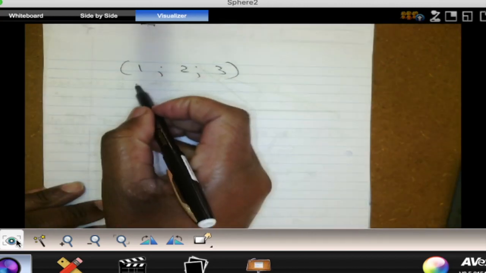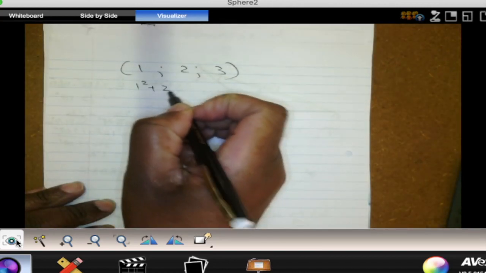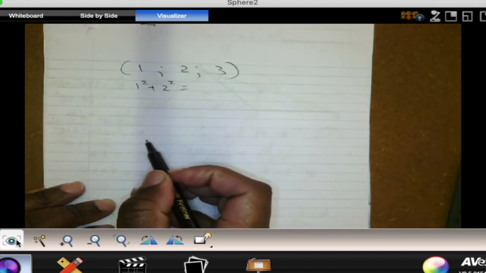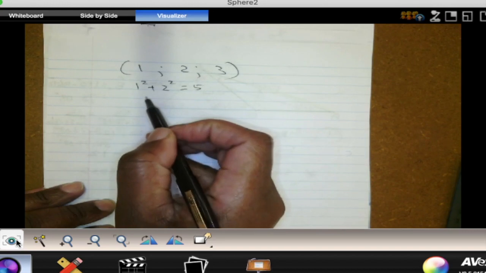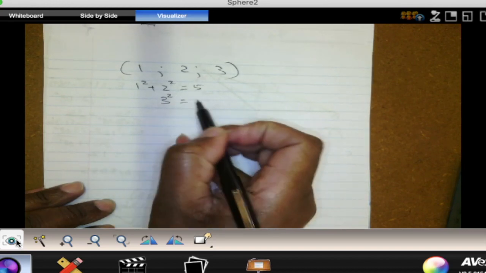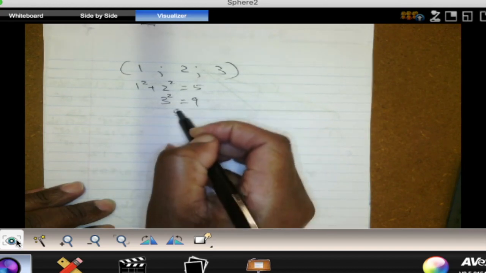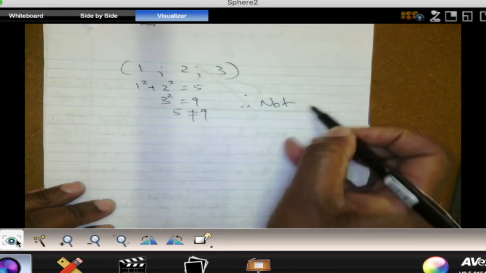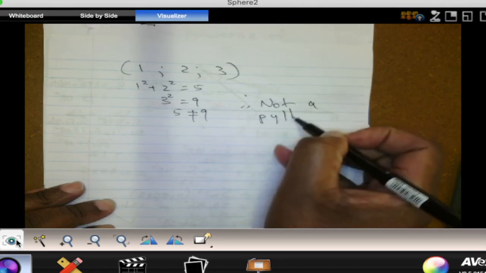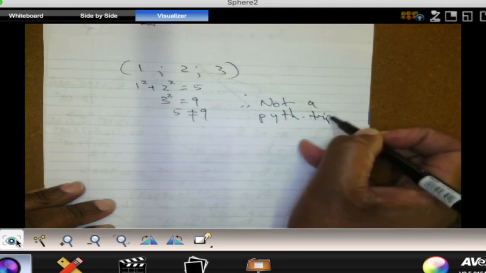Do you think 1, 2, 3 is a Pythagorean triple? You check like this, you say 1 squared plus 2 squared. What answer do you get? You get 5, just a 5, right? Then you take the longest side, it is 3 squared. What is 3 squared? Is 9. Now 5 is not equal to 9, therefore it is not a Pythagorean triple.